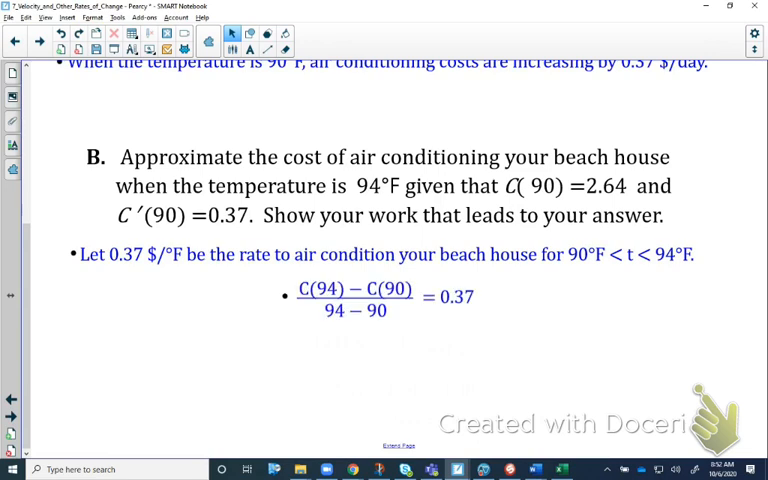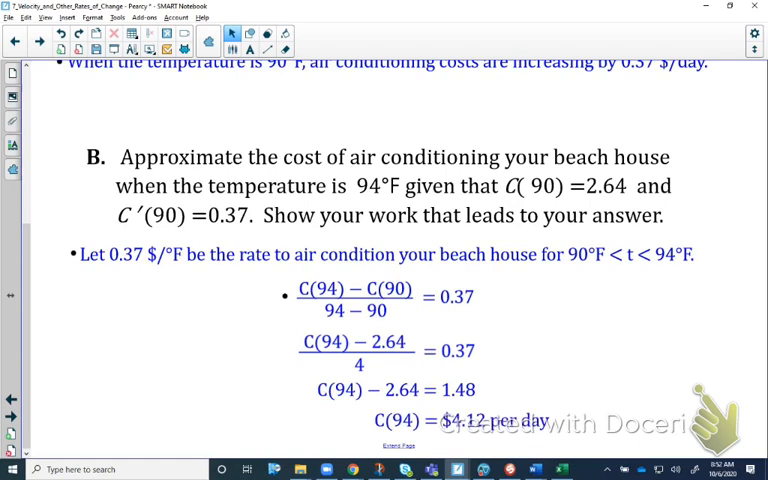So here I'm looking at it as a basic difference quotient, and that allows us to substitute some values. Again, we're looking for the cost at 94 degrees, so we multiply by 4 and then add the 2.64, and that tells you that the cost for a 94 degree temperature is going to be $4.12 per day.